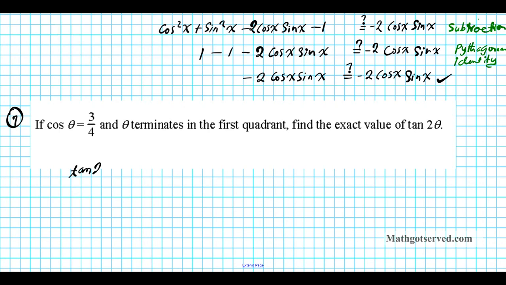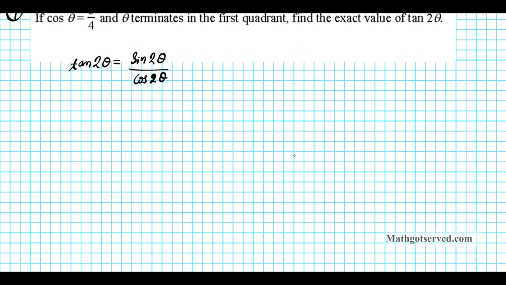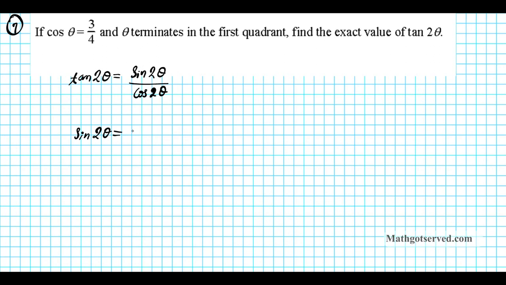There are different variations of them. The one I'll use, I'm going to use sine 2 theta divided by cosine 2 theta. All right, so to figure this out, I'll just find sine 2 theta and cosine 2 theta, and then divide them by each other to get tan 2 theta. All right, let's start with sine 2 theta. To find sine 2 theta, I'm going to use the double angle identity for sine, and that is 2 sine theta cosine theta.